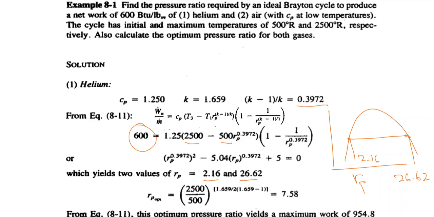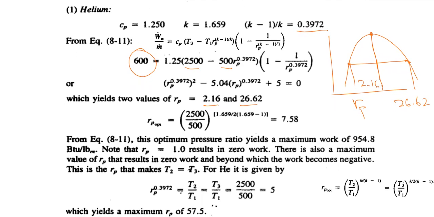Now, what would be the optimum pressure ratio at which there would be the maximum work done? Since it is a polynomial equation, there would be a maximum of the polynomial curve, and so a maximum value of work at some RP. For finding the optimum value of RP, this equation would be used: RP optimal equals (T3 by T1) to the power K divided by 2(K minus 1), and you can find the RP value equal to 7.58.